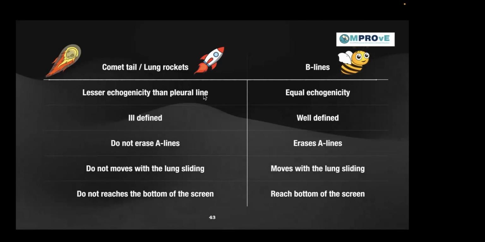I'm not going to read that out. We have already discussed this, but this is the difference between the lung rockets and the B lines.